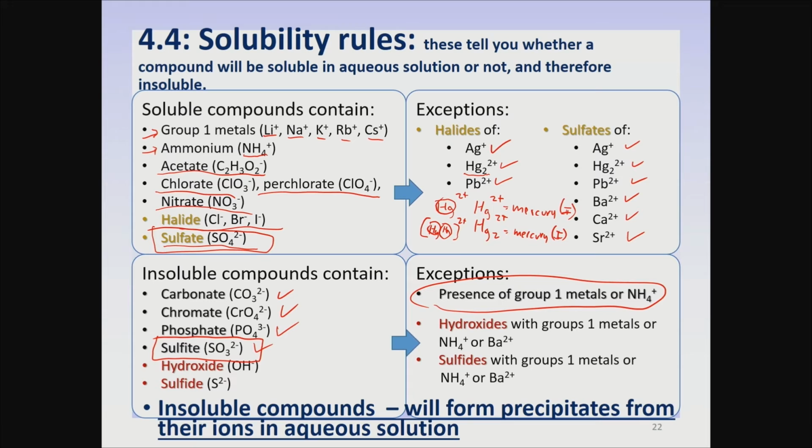However, keep in mind that all of these compounds here will be insoluble unless their counterion is either a group 1 metal or the ammonium ion. Okay, a couple more we need to go over. We have hydroxides here. Hydroxides are generally insoluble unless they have a group 1 metal, or ammonium or barium. Sulfides are generally insoluble unless they have a group 1 metal, ammonium or barium.